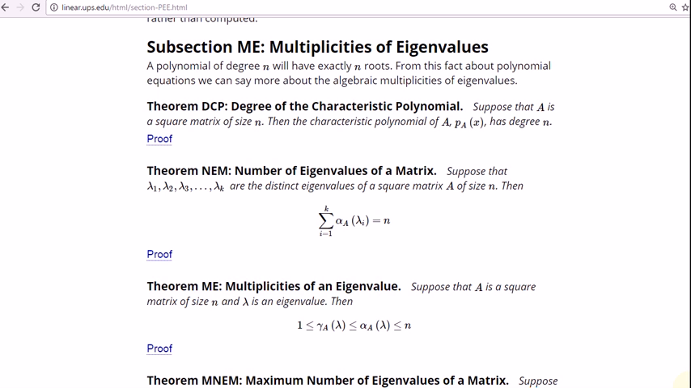Okay, let's look at some more properties of eigenvalues and eigenvectors, especially properties of eigenvalues. We'll talk first about the multiplicities. Now, the properties in this section have a great deal to do with the following fact.